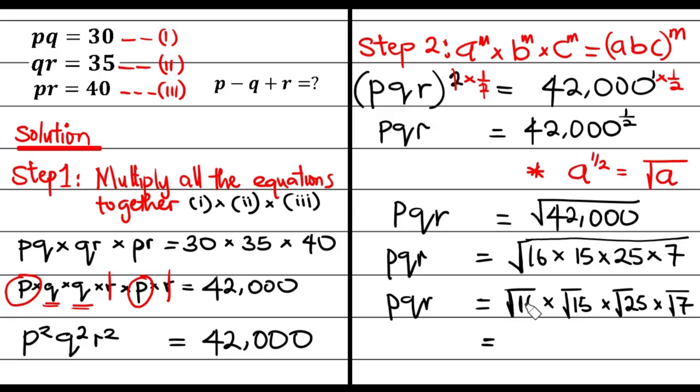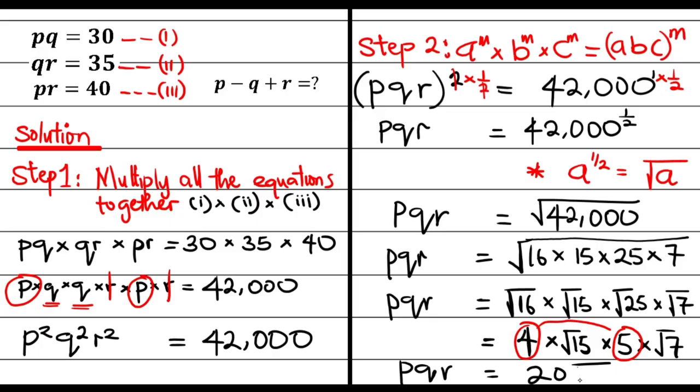Considering the positive root of 16, that is 4, multiplied by root of 15, then multiplied by, considering the positive part, that is 5, then multiplied by root of 7, and at the same time whole number 4 multiplied by whole number 5, that is going to be 20, then root of 15 multiplied by root of 7, that is going to be 105. At the end of the day, PQR is now going to be equal to 20 square root of 105.